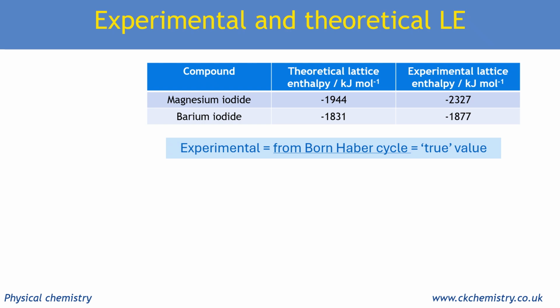So, experimental, the values on the right-hand side of this table came from real, true, as close as we can get them, accurate values from people who are generally better at doing these experiments than sixth form students. Theoretical means put it in a computer.